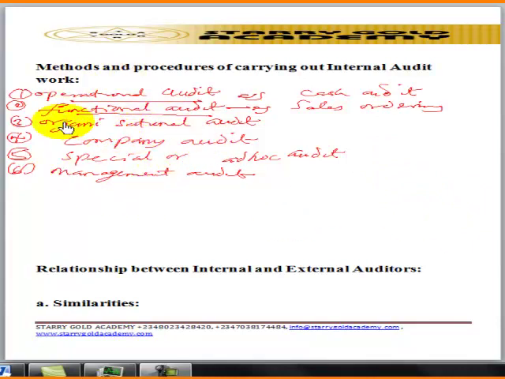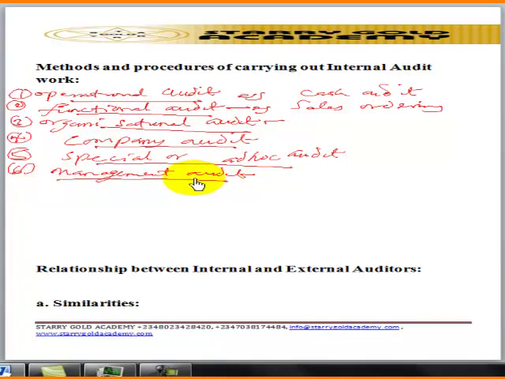The other one is organizational audit. The organizational audit is an audit of the organization setup which is concerned with the efficiency of the organization. The company audit is an audit of a company within a group of companies, if the auditor is working in a large organization. Special or ad hoc audit occurs when an auditor is assigned to carry out a special assignment such as investigation.